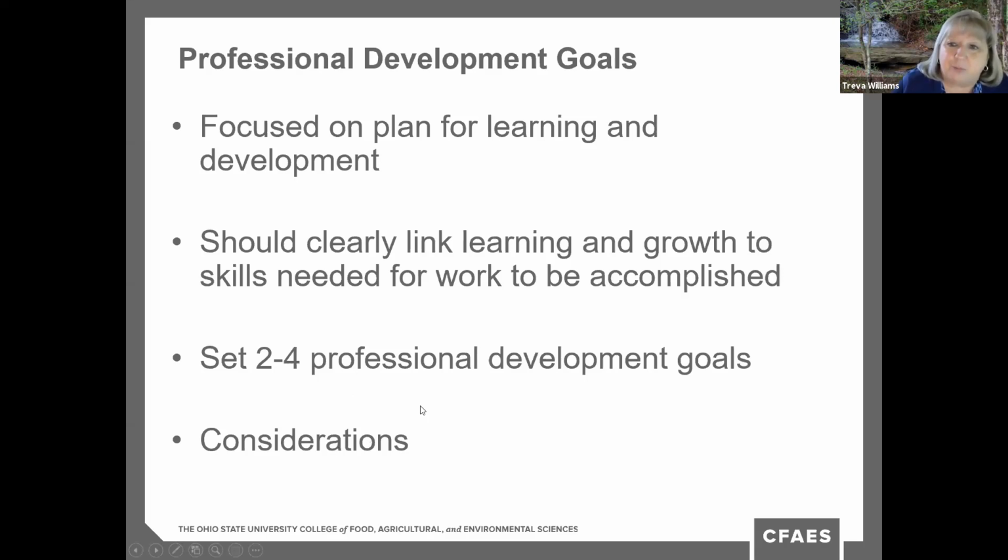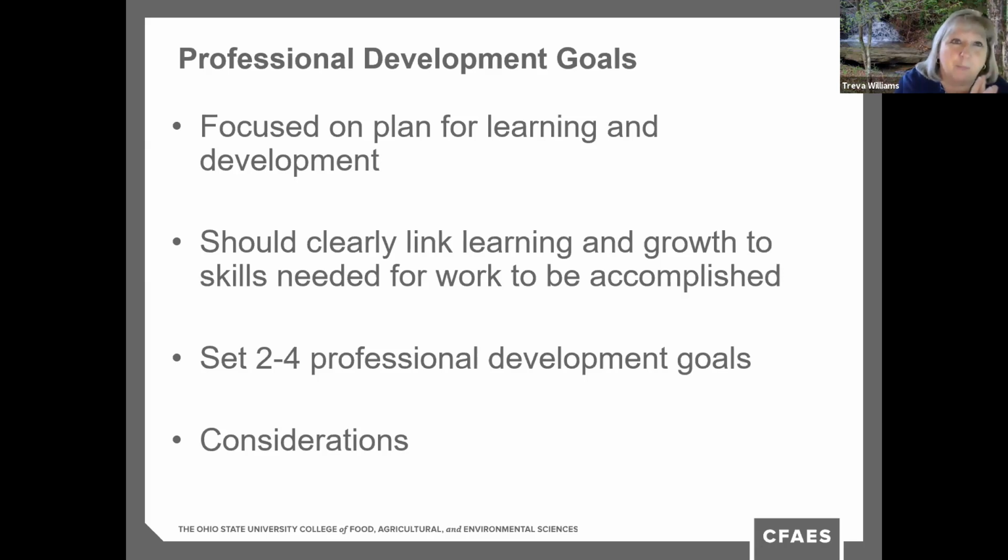How many of these do we do? Well, there's less of these than there are of our performance goals. So performance goals were 3 to 7. Professional development goals are going to be 2 to 4. And then we need to think about what are some of the considerations we need to think about.